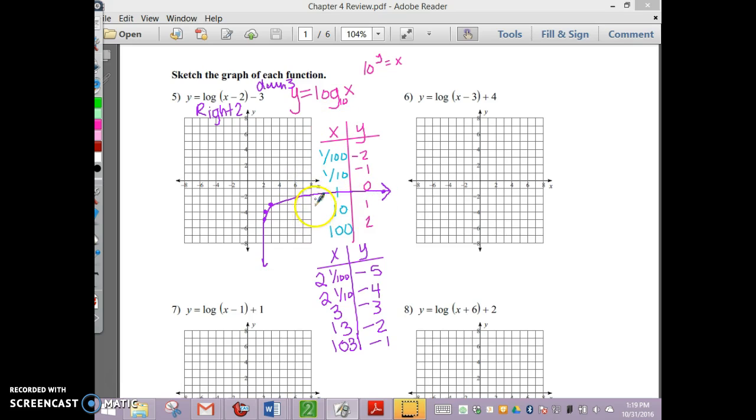Just to practice domain and range here, my domain is 2 to infinity because of this asymptote right here at x equals 2. And then my range, of course, is all real numbers because it's a logarithm.